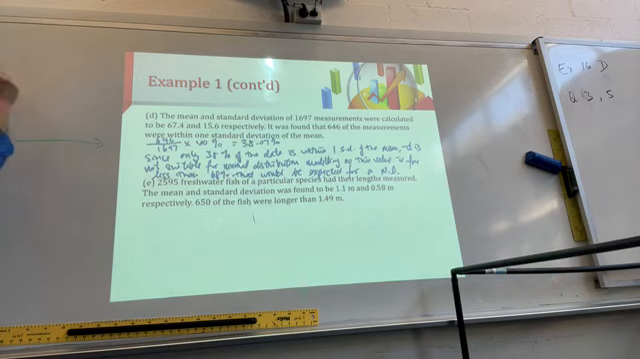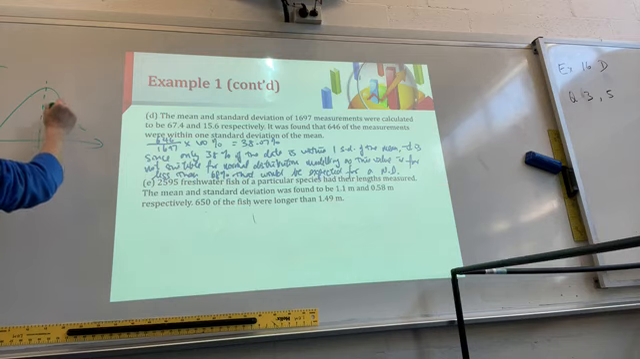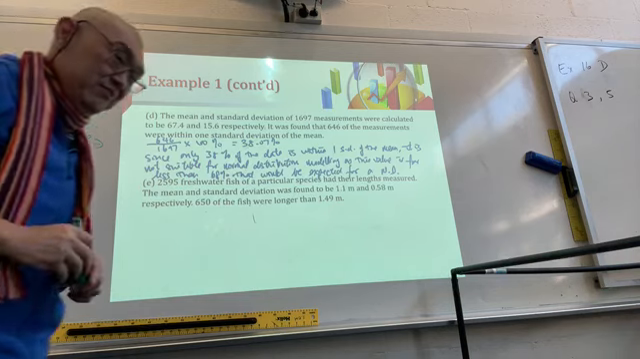So if you draw it, 1.1 meters, that's the mean. And then somewhere here, 1.49 meters. That's the proportion that's over 1.49 meters. How are you going to work this out?